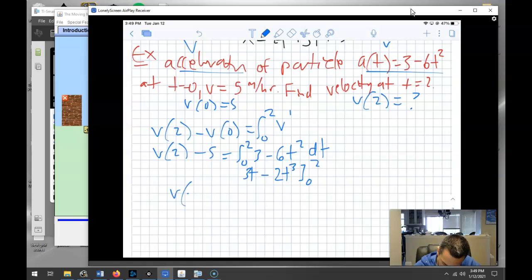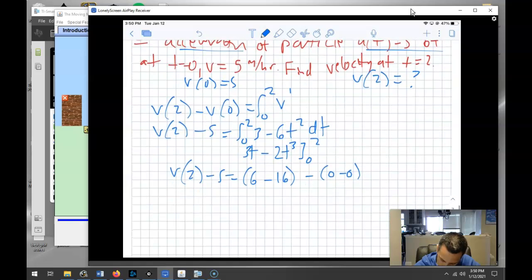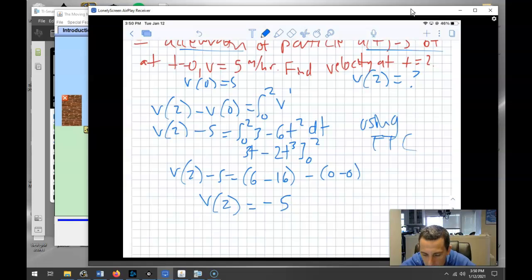So you just get v of 2 minus 5 equals, plug in the 2, you get 6 minus 16. Plug in the 0, of course, you just get 0. All right, so that's negative 10, and then we add 5, so I got v of 2 is equal to negative 5. Okay, so this is just using the FTC, the fundamental theorem of calculus, to help us solve this problem. Okay, let's look at one or two more here.